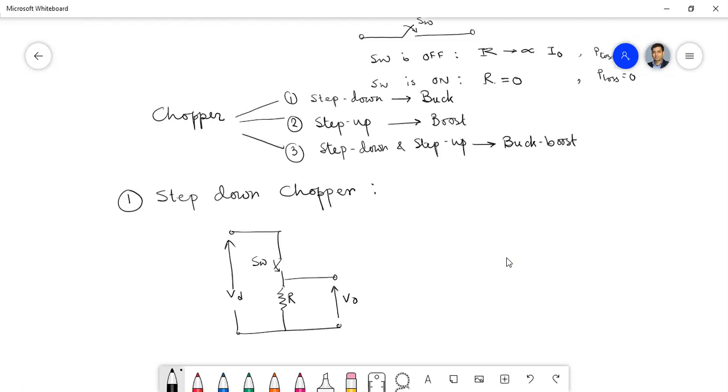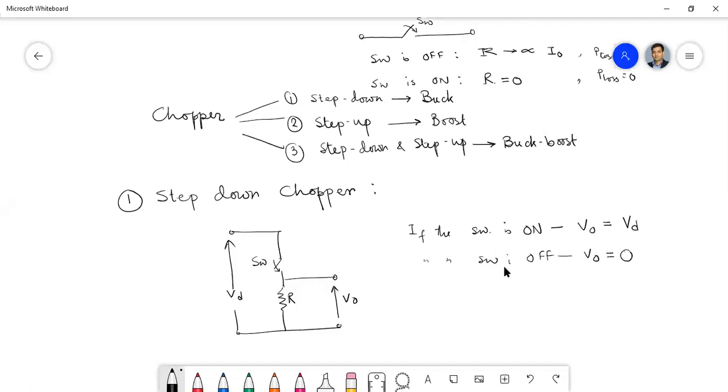Now if we switch on, what will be the voltage? If the switch is on, what is the value of V0? It is I into R, so directly we can write it equals Vd, isn't it? And if the switch is off, what is the value of V0? 0.